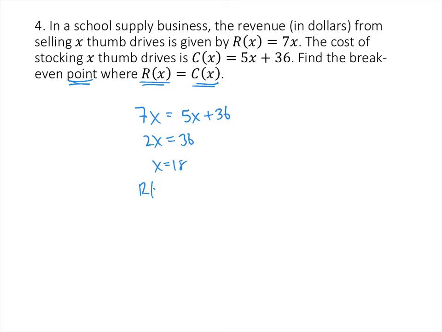We're going to get the same answer no matter which one we plug into. So let's just plug into the r function, since that's a little bit easier to plug into. So r of 18 is 7 times 18, which is 126. So the break-even point is 18, comma 126.